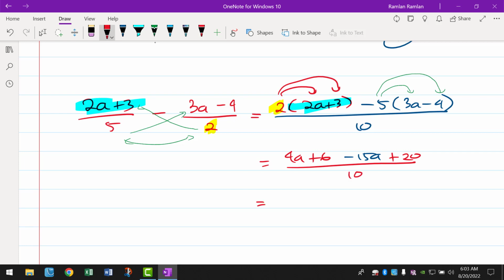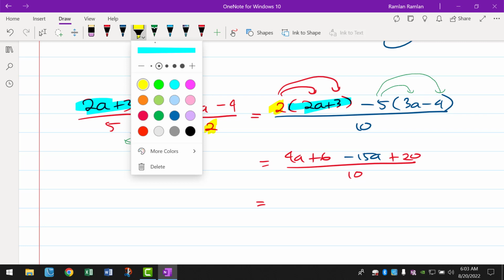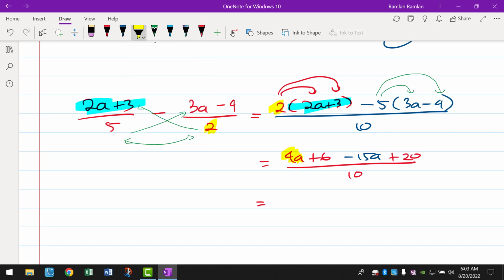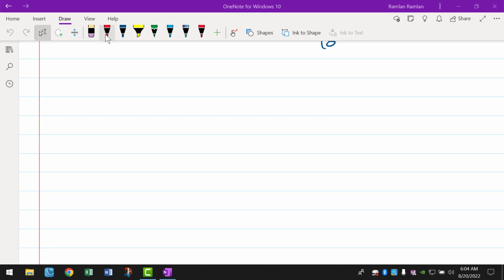Okay, so we can see that we have like terms here. We got 4a and then minus 15a, and 4a added with minus 15a is going to be minus 11a, and then 6 added with 20, you'll get plus 26. And then the denominator doesn't change, so that's going to be the final answer. Okay, next up, we have some questions again about simplifying fractions.